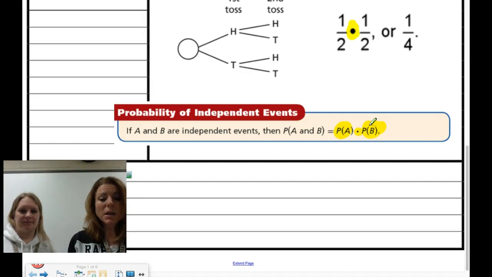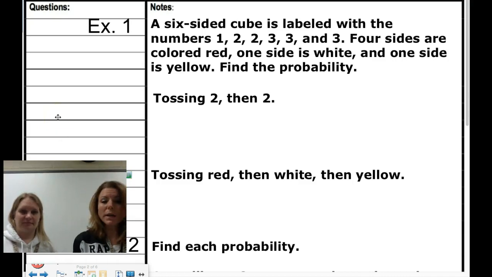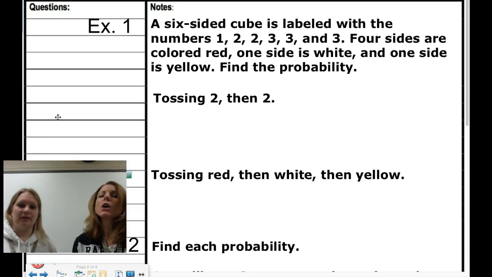Here is example number 1. A 6-sided cube is labeled with the numbers 1, 2, 2, 3, 3, 3. So it's not a regular cube. No, it's a different one. 4 sides are colored red, 1 side is white, and 1 side is yellow.